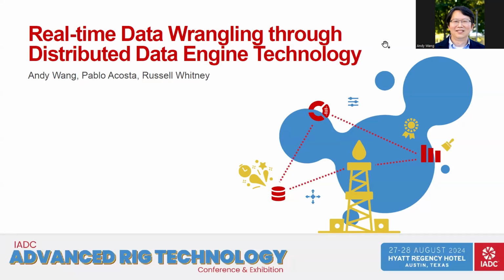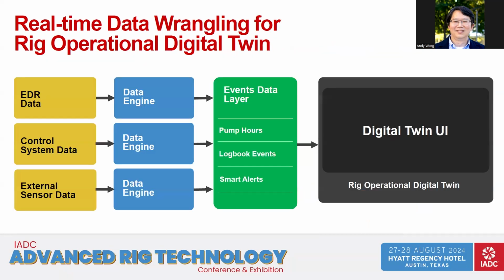In this presentation, we're going to talk about data wrangling. Data wrangling is the process of taking raw data and converting it to high-quality data for AI and digital twins to use. Let's look at a use case.